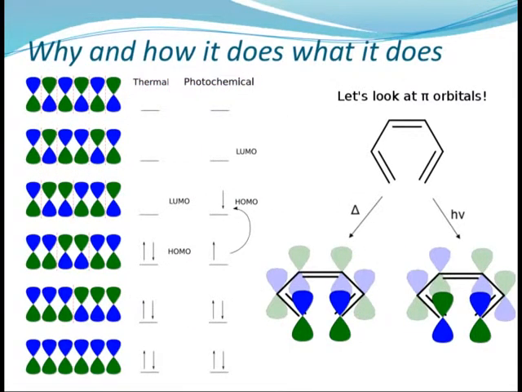The why is pretty easy, as per usual. It's about stability. The how it does what it does is a little more interesting. So to start, look at the orbitals that are formed by the pi bonds.